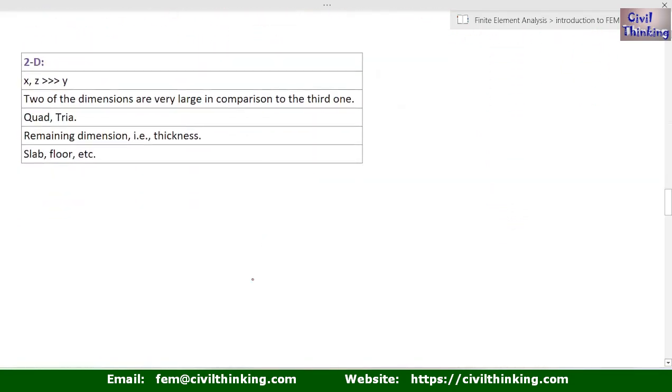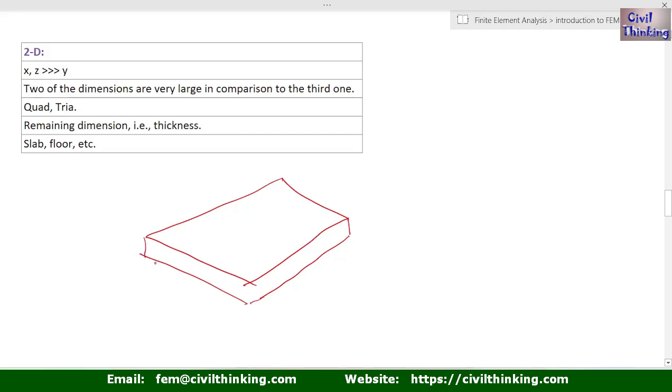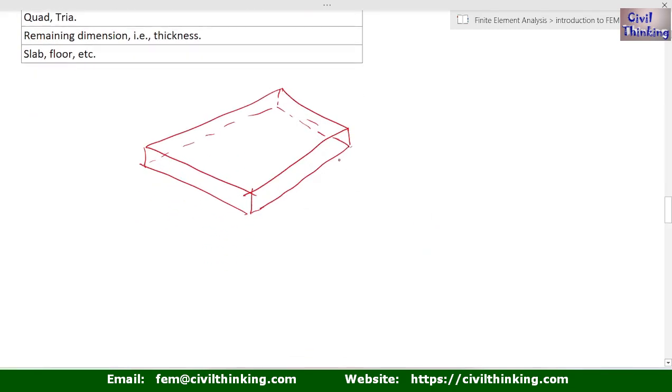Now the 2D, what happens in 2D? For example, when you have a body, let me draw this rectangle. Let us assume this is a slab.